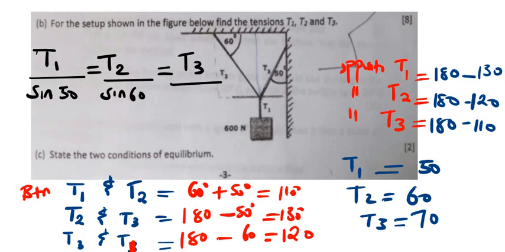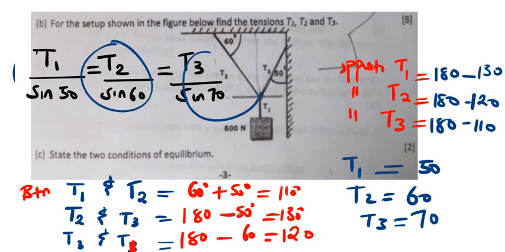What did T3 give us? A 70. So I'm going to say sine 70. Basically, this is what I have. Now we're going to use T3 to find all these, because you're able to see that they've already given us that it is 600 newtons. So I'm going to equate this one to that, and we find the answer. Then this one to that, because they are all equal.